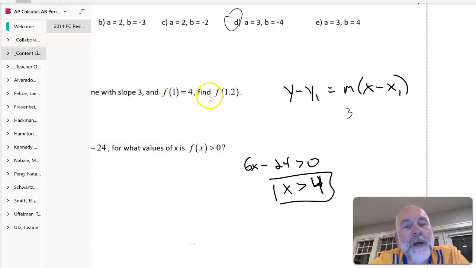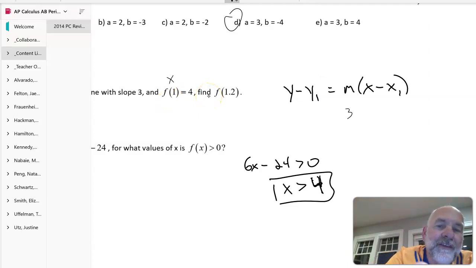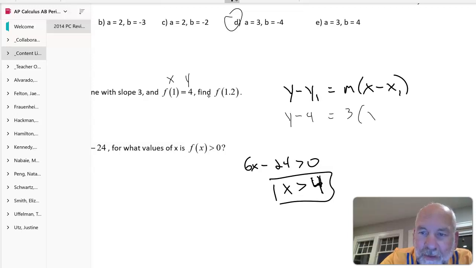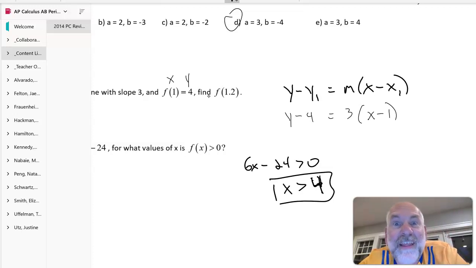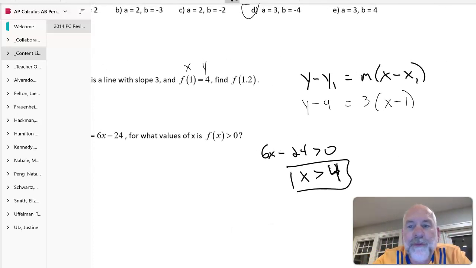It says f of 1 equals 4, so that means when x is 1, then y is 4. So y minus 4 equals 3 times x minus 1. And that's the equation of this line that they're asking about in number 4. They want f of 1.2, so that's what's the y when x is 1.2. So you can plug in 1.2 for x.